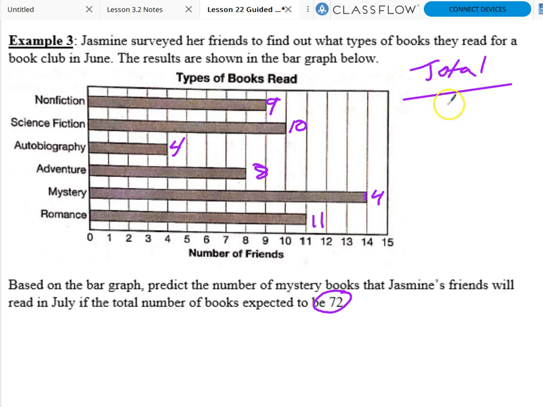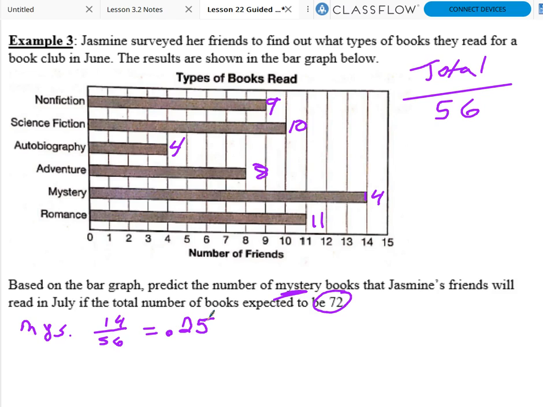So when we add up all of these, there's 57 total books, 9 plus 10 plus 4 plus 8 plus 4 plus 11. And we are specifically looking at mystery books. So mystery books make up 14 out of the 56 books read in June. So we're going to figure out what percentage that is. So we're going to do 14 divided by 56, and we're going to get 0.25 or 25%.